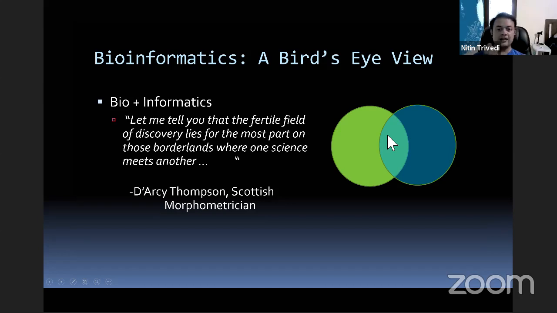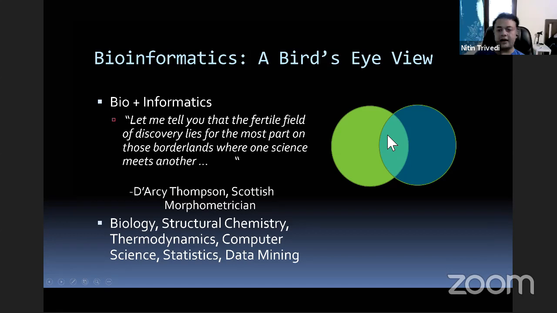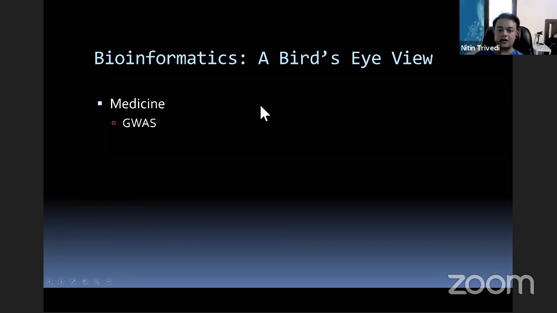So it's structural chemistry, thermodynamics, computer science, statistics, data mining, all together comes this bioinformatics. If you look at bioinformatics, which I haven't covered, the scope is too vast. Medicine, for example, GWAS, that is genome-wide association studies from case and control, for example, breast cancer patients and normal people. So you can compare the genome of both, and see which genes are mutated in the breast cancer patients. You can do the statistical analysis.